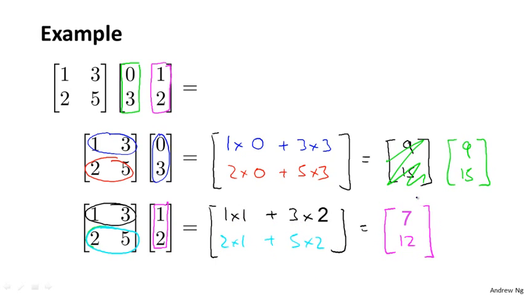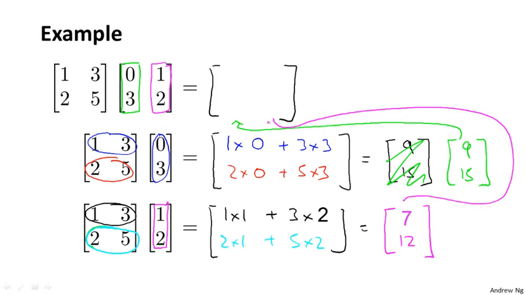So now I have these two, and so the product of these two matrices is going to be, this goes here, and this goes here. So I get [9 15] and [4 12]. And you may notice also that the result of multiplying a 2 by 2 matrix with another 2 by 2 matrix, the resulting dimension is going to be that first 2 times that second 2. So the result is itself also a 2 by 2 matrix.